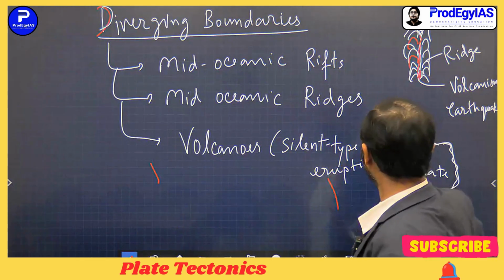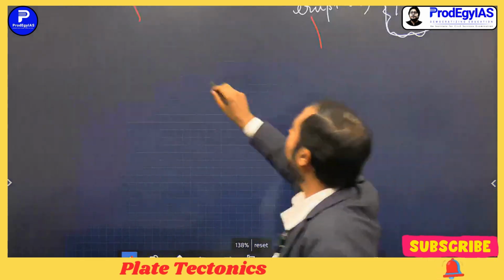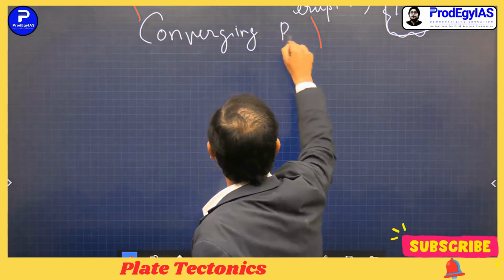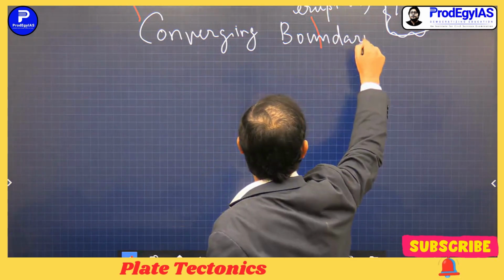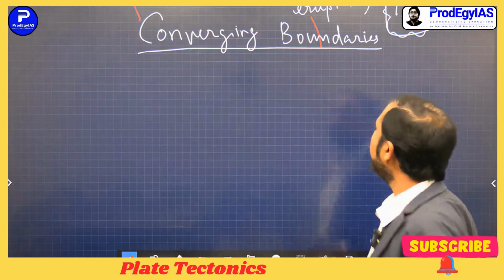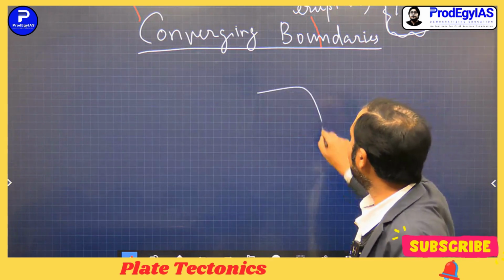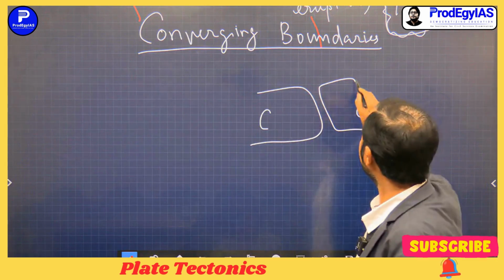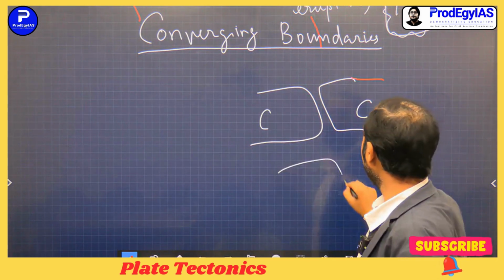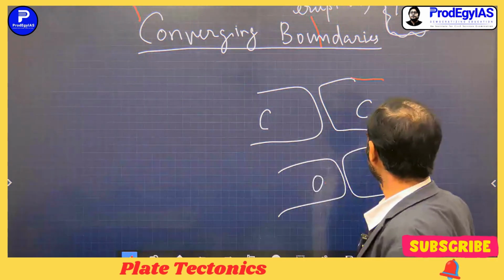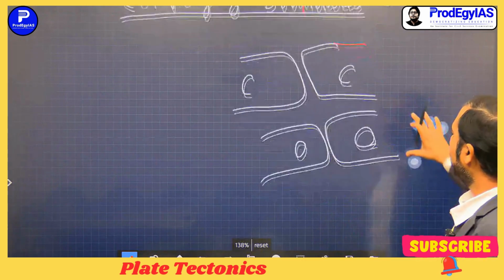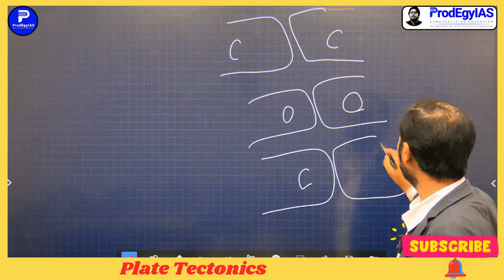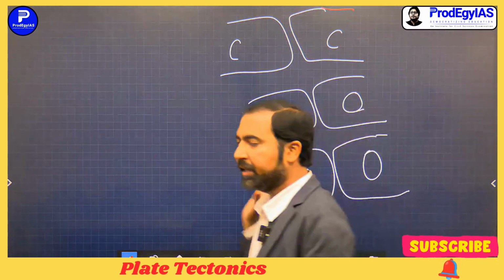Okay, then come to converging boundaries. As I have already discussed, convergence might happen between two continents, like this is a continent, this is a continent, or between two oceans, or one plate could be continental and one plate could be oceanic. There are all three conditions.